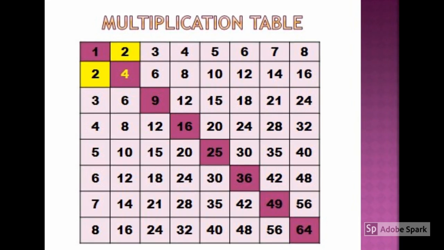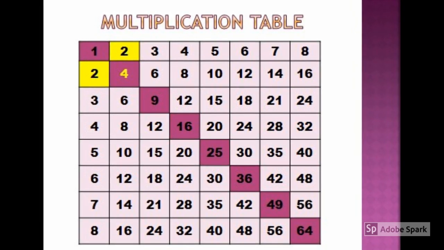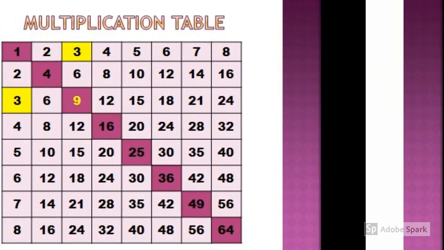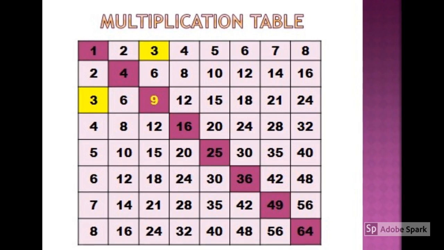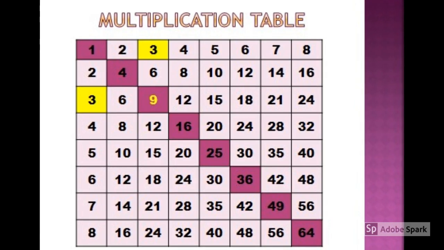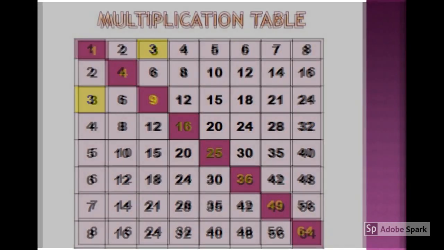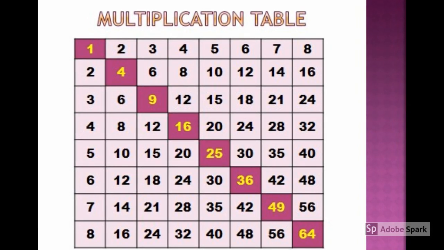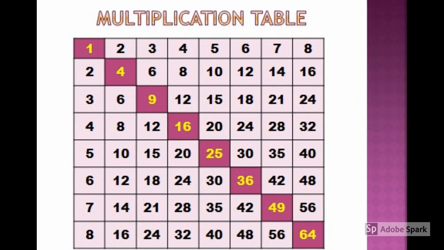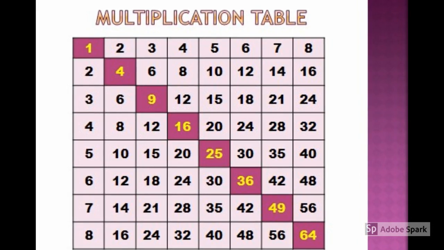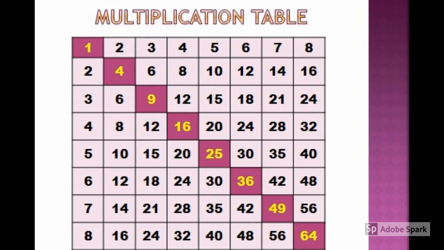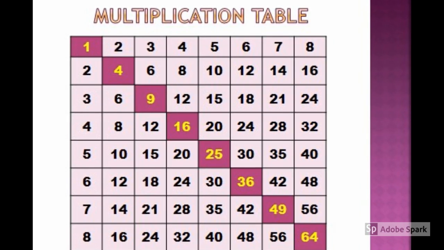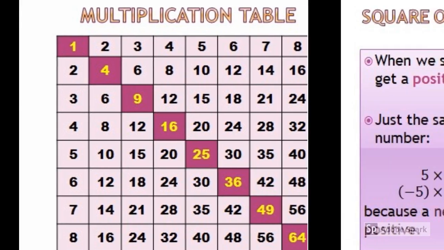In the multiplication table, when 1 is multiplied by 1, we get 1. When 2 is multiplied by 2, we get 4. When 3 is multiplied by 3, we get 9, and similarly so on. As a result, we get a diagonal of a square which has the numbers 1, 4, 9, 16, 25, 36, 49, 64, and so on. All these numbers are the squares of first 8 natural numbers.